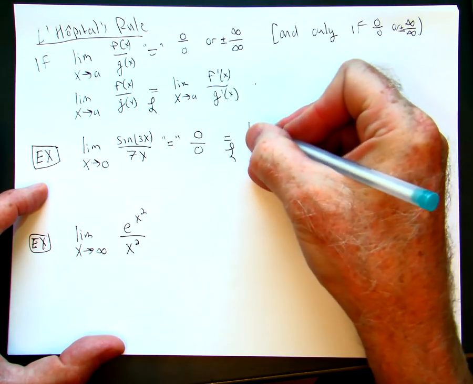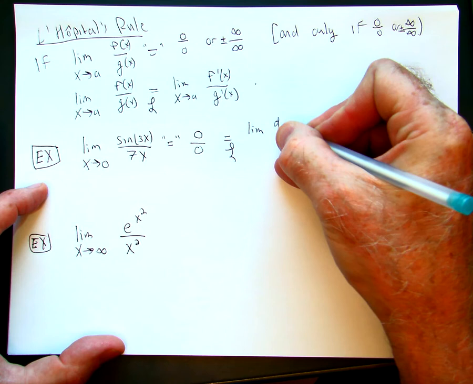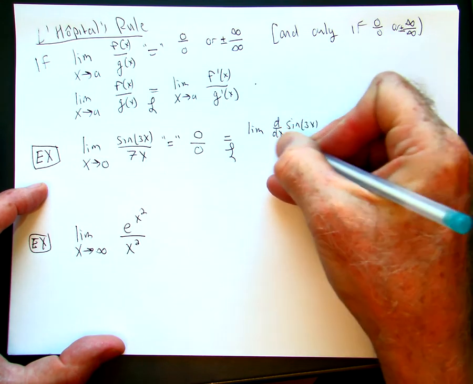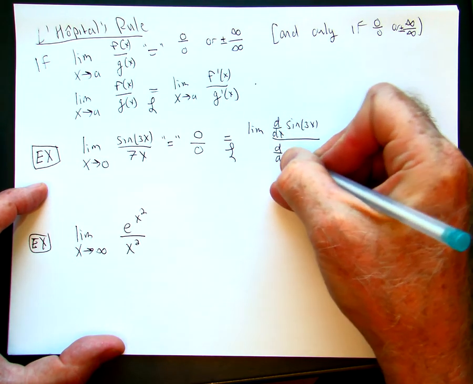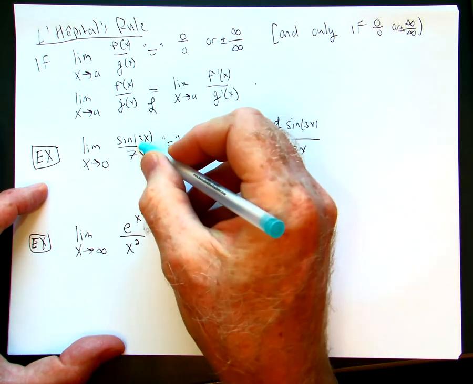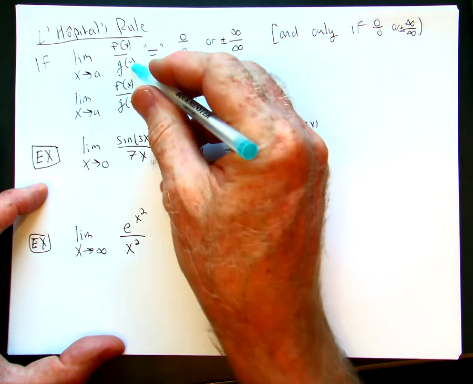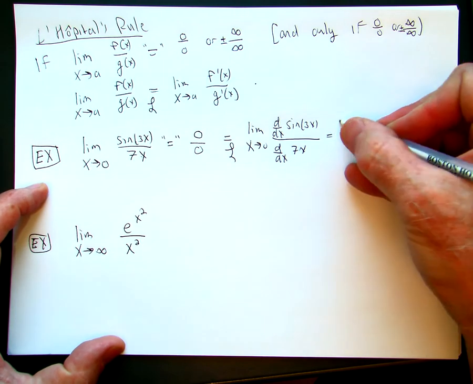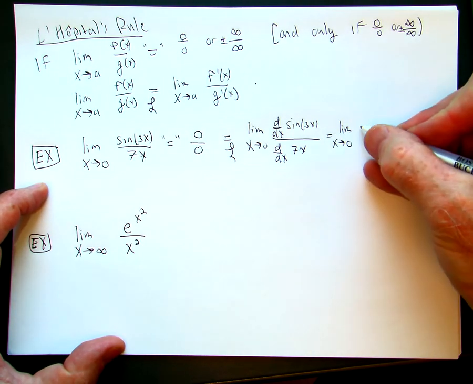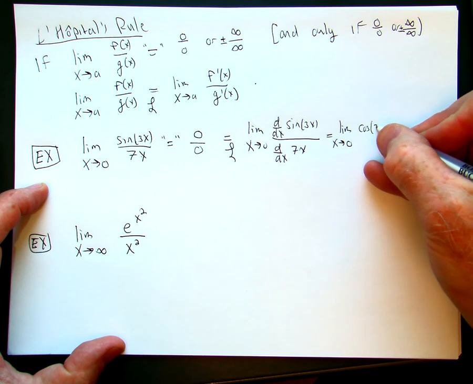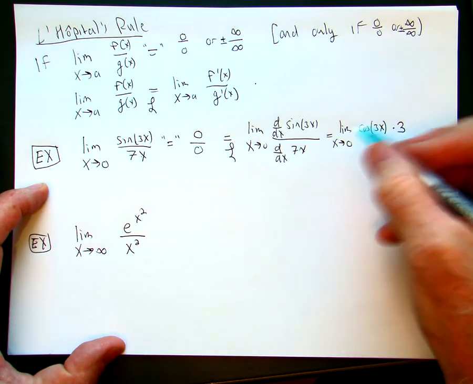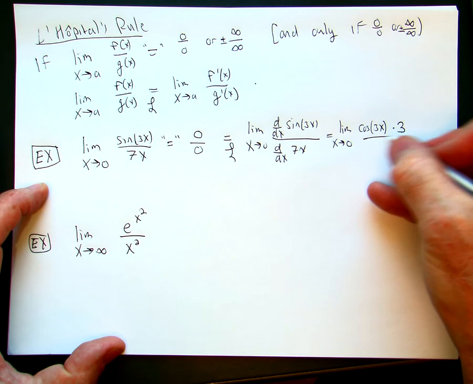So I use L'Hopital, and I get the derivative of sine 3x over the derivative of 7x. So in other words, that's my f, that's my g. So here I'm just taking the derivative. That's going to be cos 3x times 3, remember the chain rule. This is the d/dx of this, over 7.